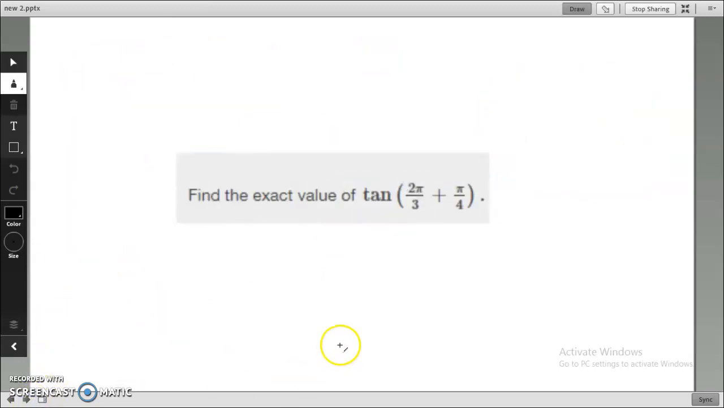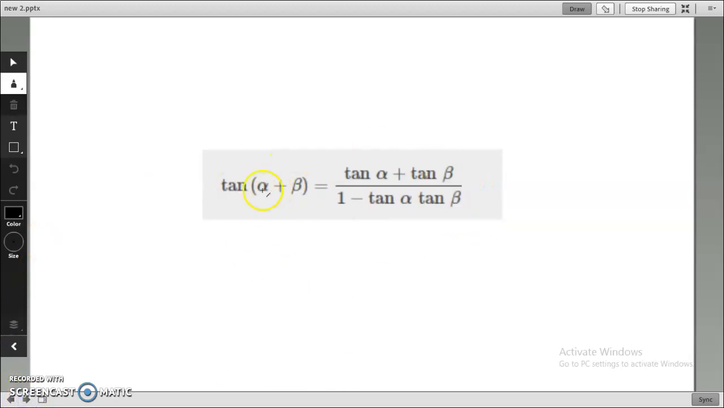I think we have time for one more. Find the exact value of tangent of 2 pi over 3 plus pi over 4. So the formula for tangent is a little different. It looks like the tangent of alpha plus beta is equal to the tangent of alpha plus the tangent of beta divided by 1 minus tangent of alpha times the tangent of beta.